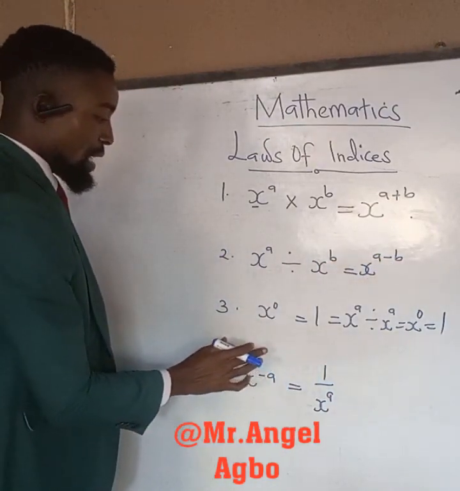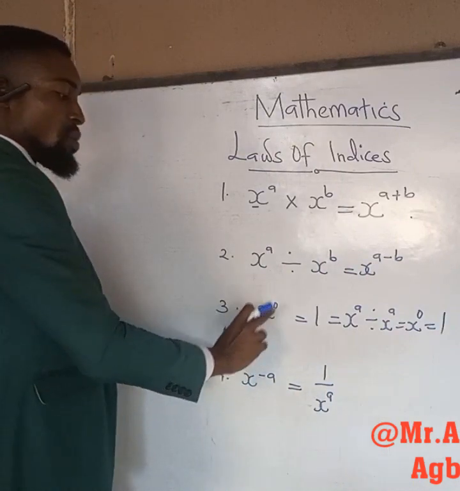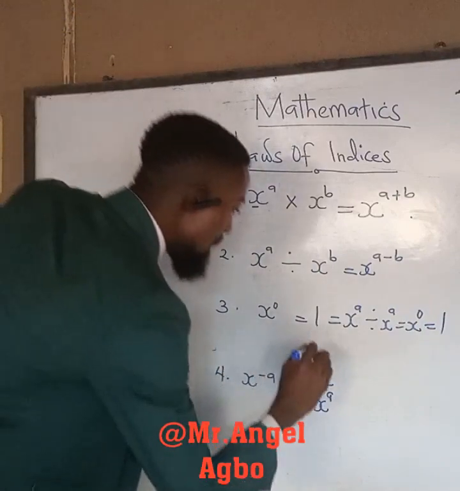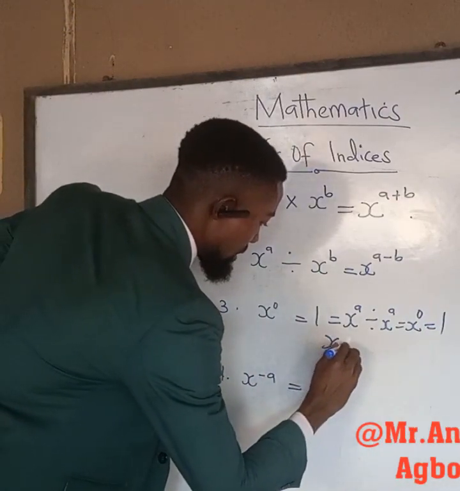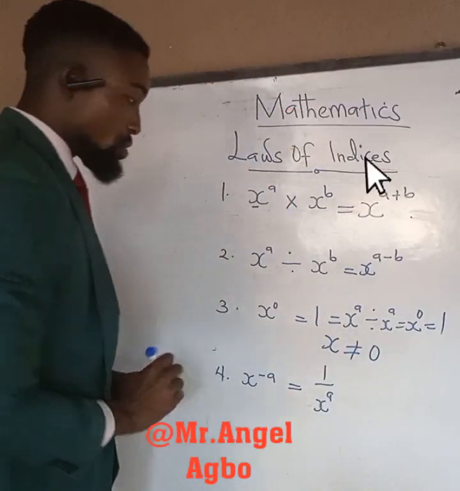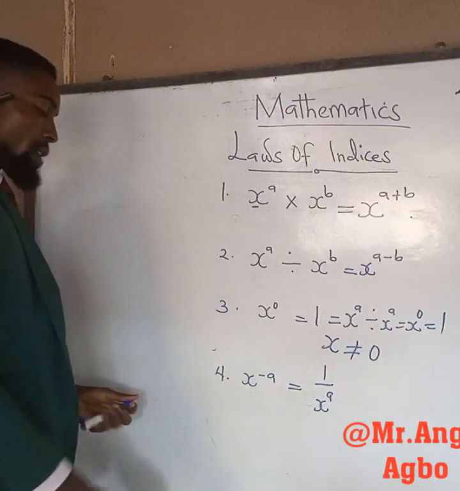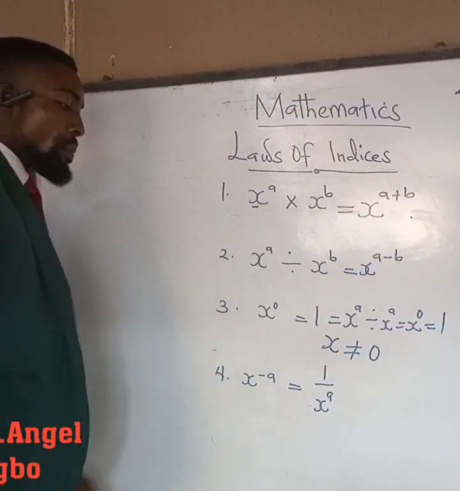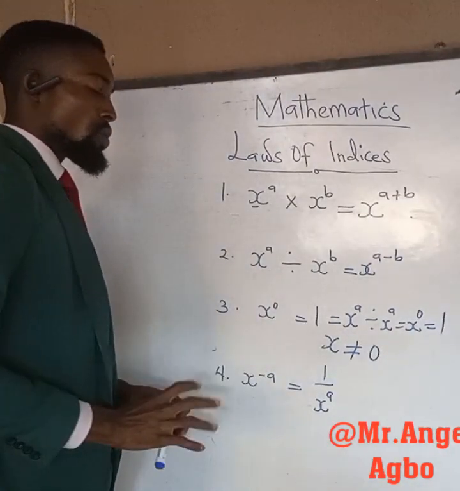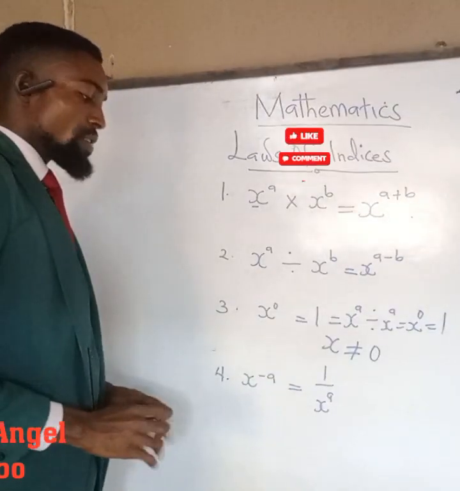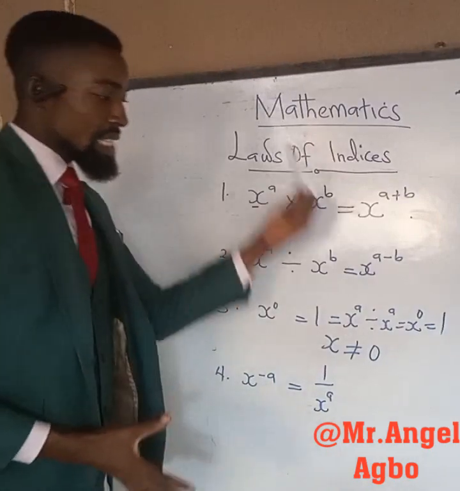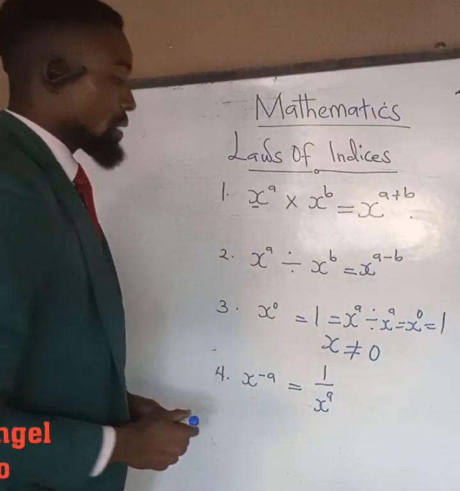When you have any number raised to the power 0, then it's equal to 1, knowing that your x is not equal to 0. Come to the inverse law. The inverse law says when you have a number raised to a negative power, then the result will be the inverse of that base raised to a positive power. That is the law. So these laws are applicable every day.